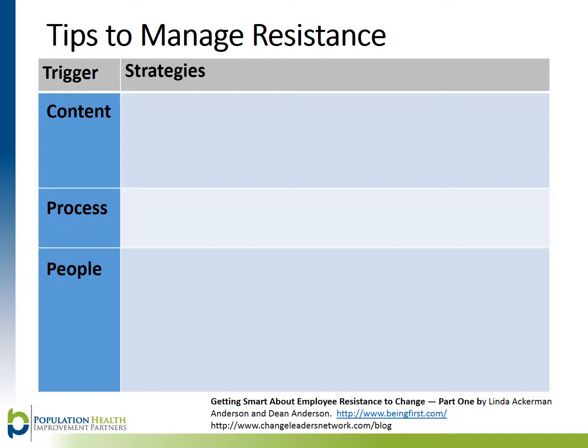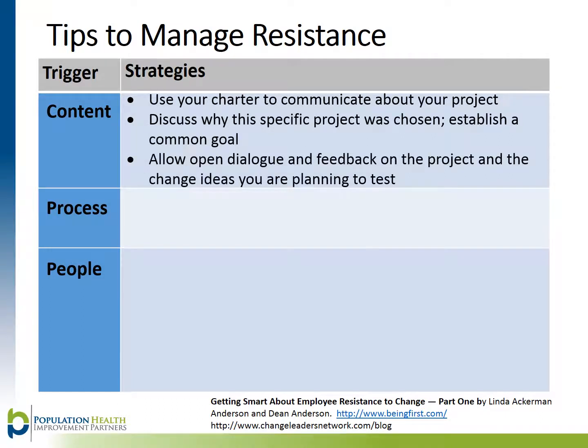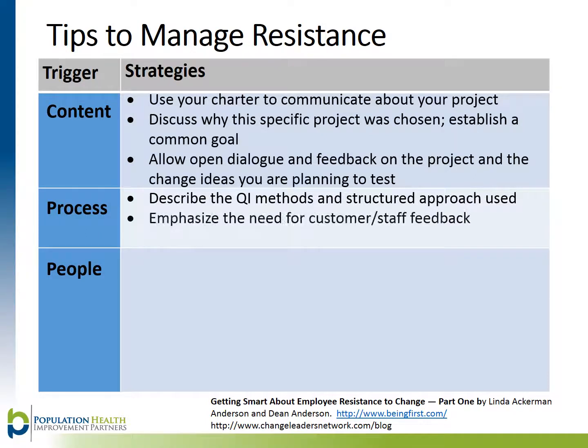If content is the trigger, some strategies include: use your charter to communicate about your project, discuss why this specific project was chosen and establish a common goal, allow open dialogue and feedback on the project and the change ideas you are planning to test. If process seems to be the trigger, describe the QI methods and structured approach used, emphasize the need for customer and staff feedback, and change things in small steps and phases using PDSA cycles.